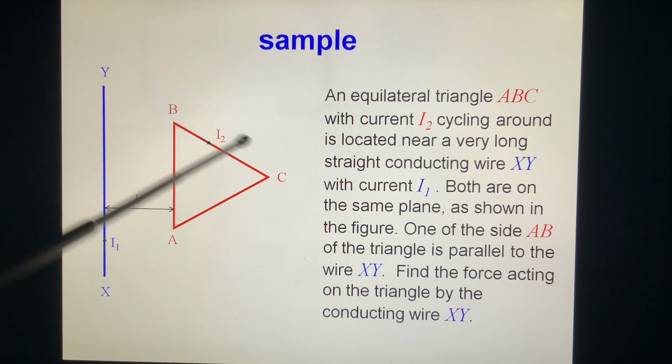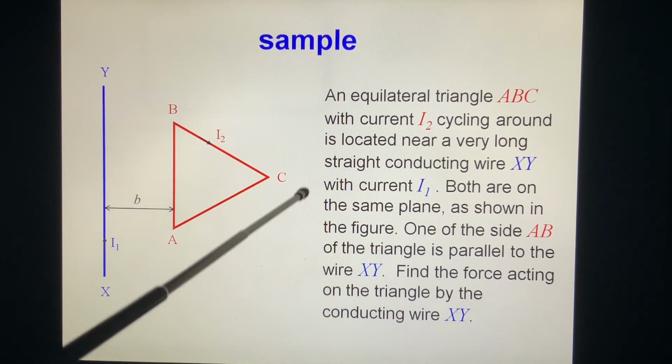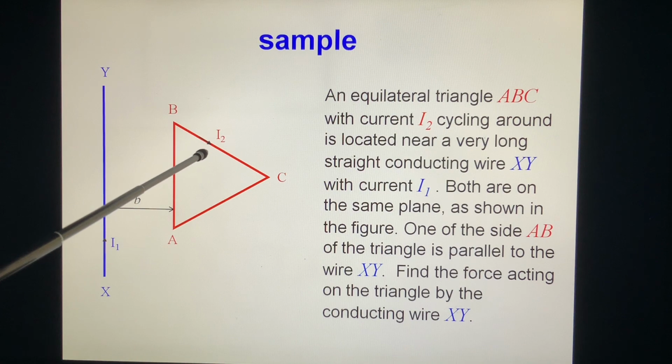An equilateral triangle ABC with current I2 circulating around it is located near a very long straight conducting wire XY with current I1. Both are on the same plane, as shown in the figure. One side AB of the triangle is parallel to the wire XY. Find the force acting on the triangle by the conducting wire XY.